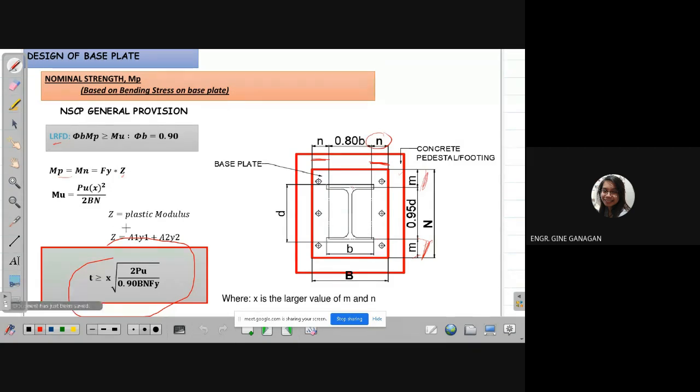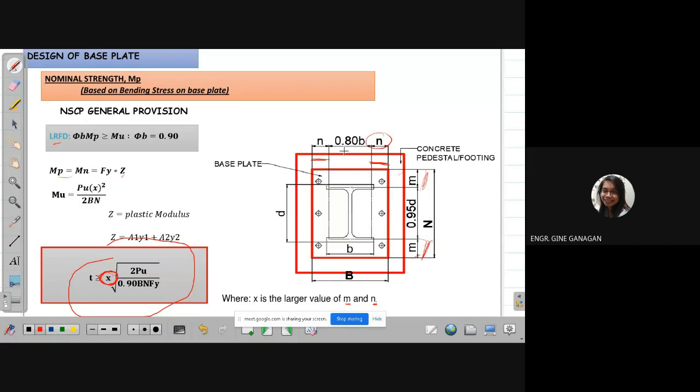And then, yung x natin dito is the larger value ng m and n. So, you need to solve both the value of m and value of n. Then, kung ano yung mas malaki, yun yung x natin dito sa equation. Okay? So, ito yung magiging equation natin for n. Paano natin kukunin yung n dito sa looking at our figure here? Paano natin kukunin yung n?